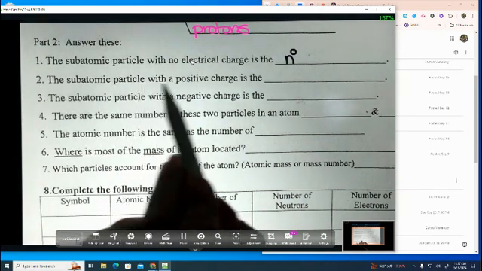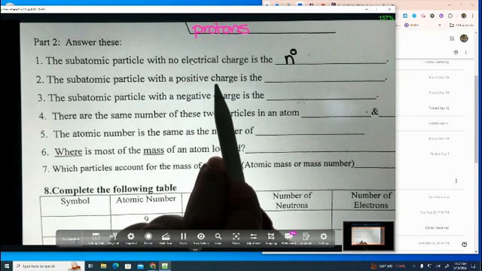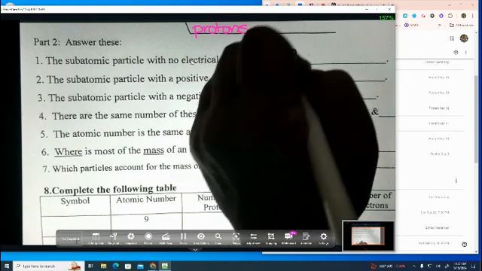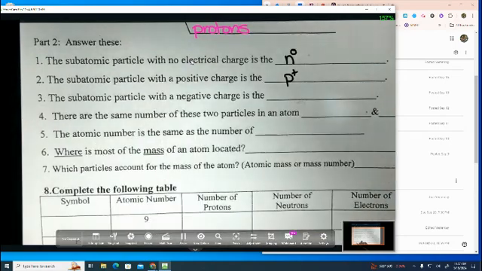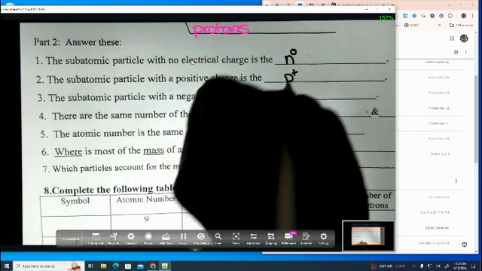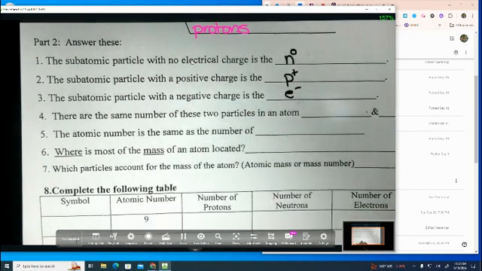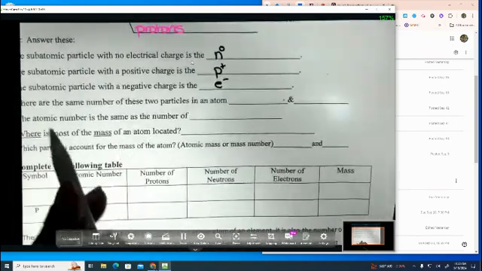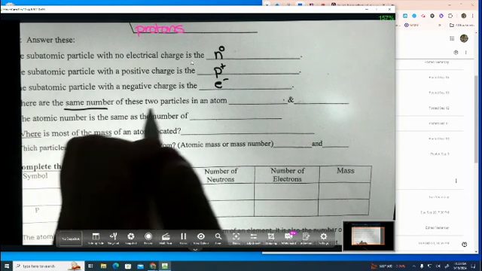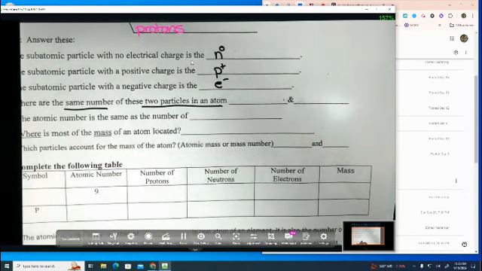The subatomic particle with a positive charge is called the proton. That's a P with a plus. And the one that is negative, Emma, is an electron. I like it. Okay. There are the same number of these two particles in an atom.